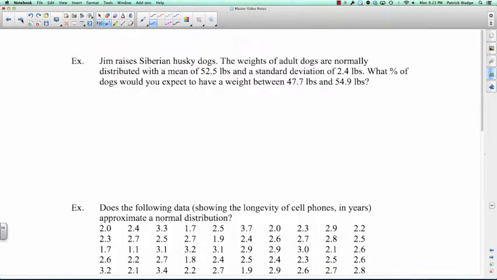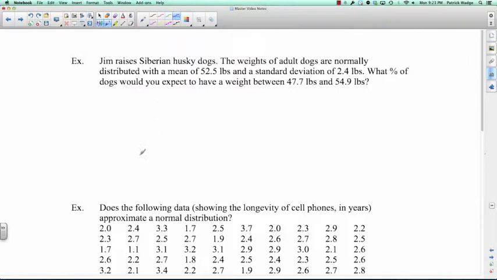Okay, let's look at a question or two. Number one, Jim raises Siberian Husky dogs. The weights of adult dogs are normally distributed with a mean of 52.5 pounds and a standard deviation of 2.4 pounds. What percentage of the dogs would you expect to have a weight between 47.7 pounds and 54.9 pounds?